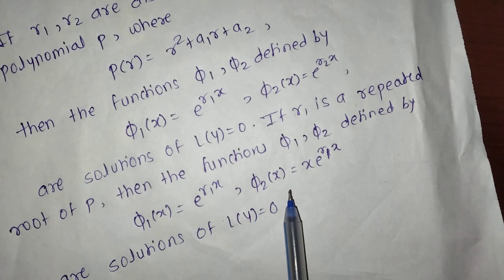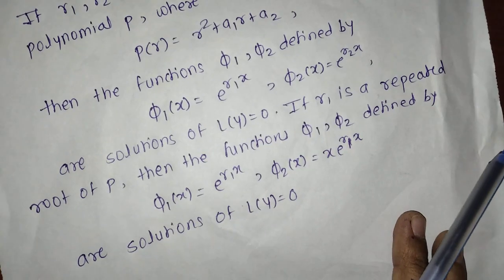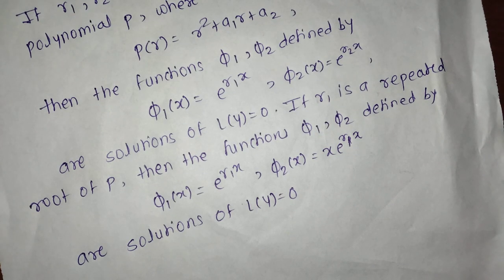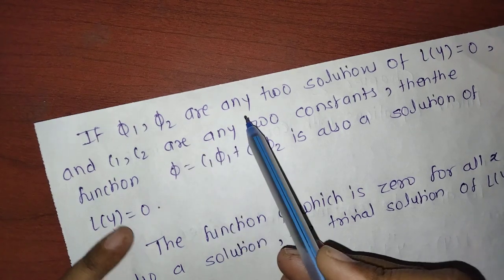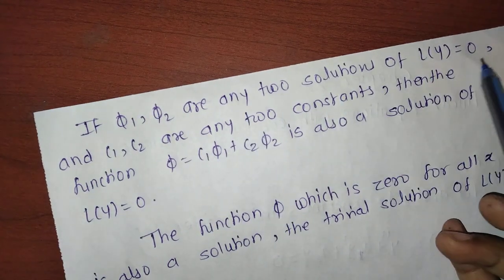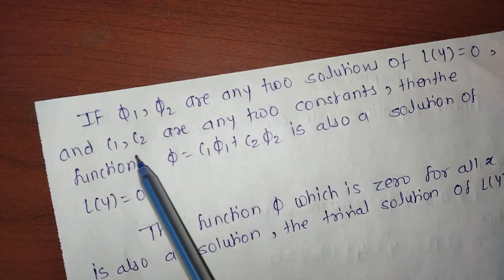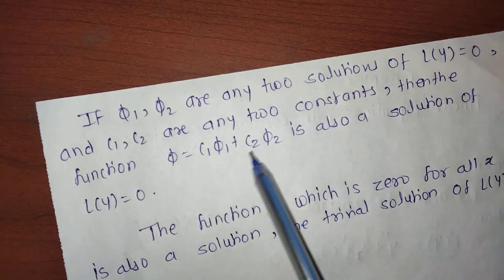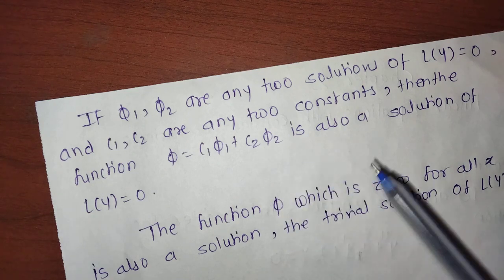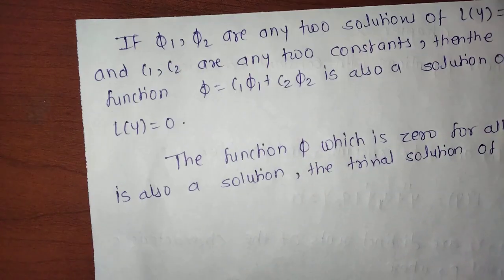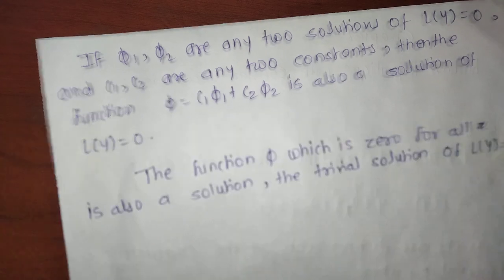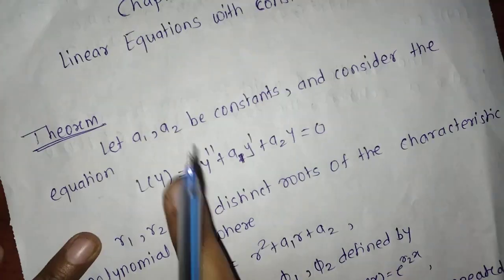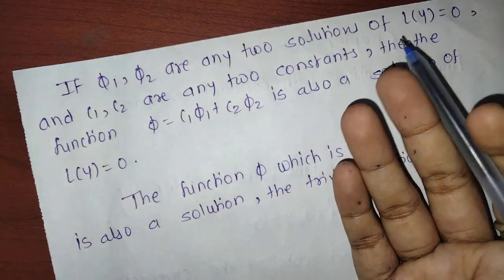If r1 is a repeated root of p, then phi1 of x is equal to e raised to r1x, phi2 of x is equal to x into e raised to r1x are solutions of L of y equal to 0. Now if phi1, phi2 are any two solutions of L of y equal to 0 and c1, c2 are any two constants, then the function phi equal to c1 phi1 plus c2 phi2 is also a solution of L of y equal to 0. We generally write the solution of L of y in the form of c1 phi1 plus c2 phi2.